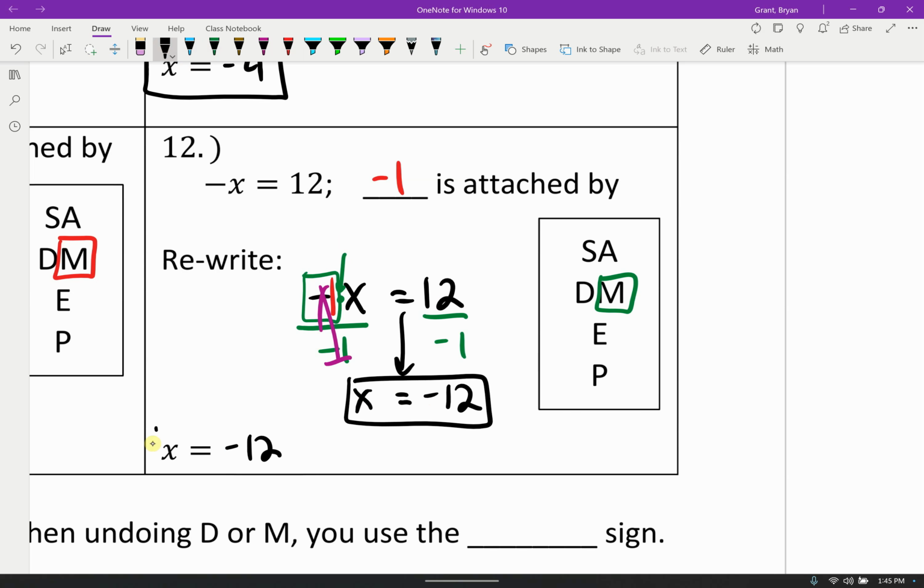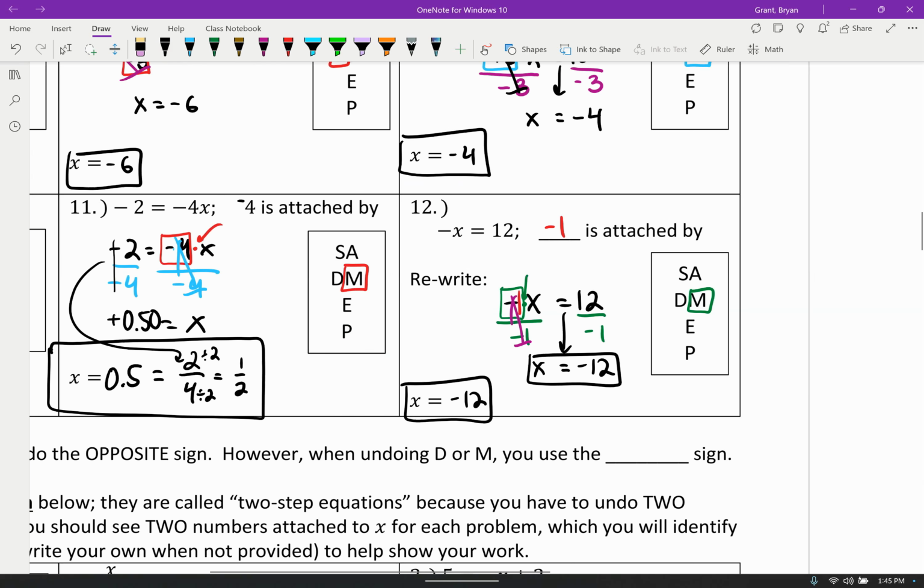And we're set. What you'll start to realize is if you see negative x equals 12, the answer is just really going to move the negative to the other side, just like we saw over here. And that's a nice shortcut if you start to recognize this.